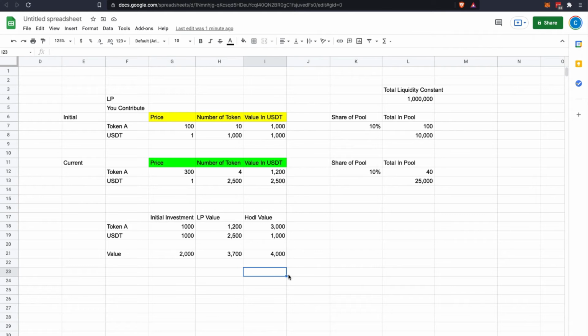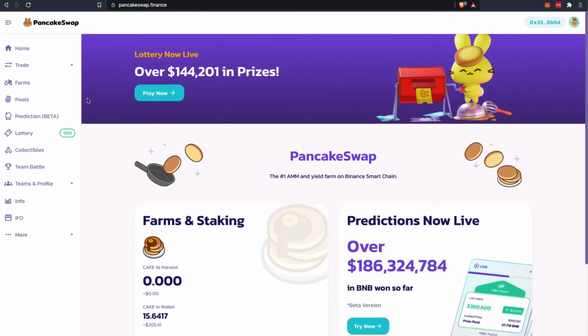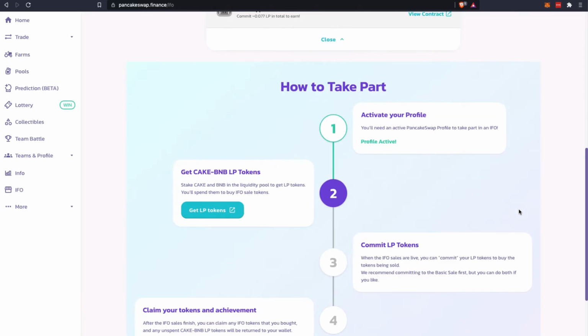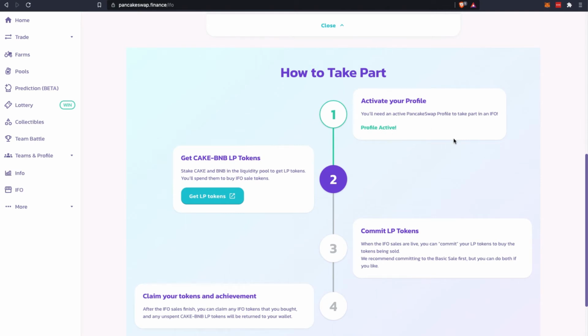My opinion is that you should not be participating in short-term activities with your LP tokens. What do I mean by this? Let's say, for example, you are participating in an IEO. You come to PancakeSwap, you go to the IFO here. Notice one thing, that in order to take part in their initial offering, they require you to provide LP tokens. So in this example, providing CAPI and BNB LP tokens.